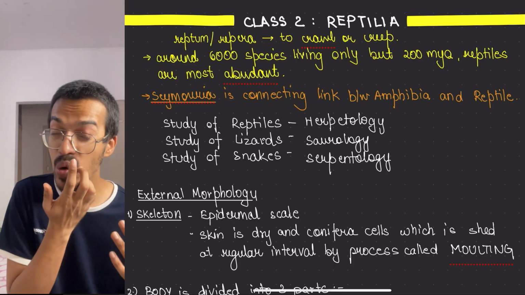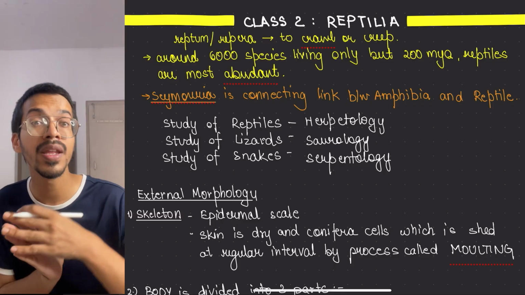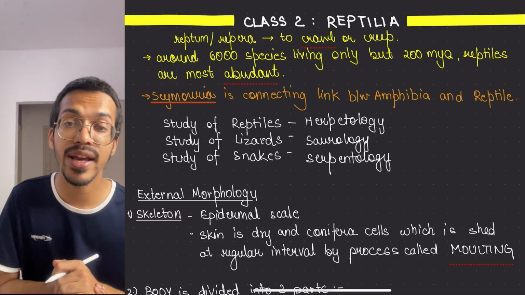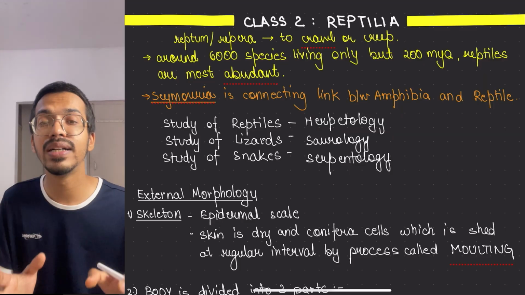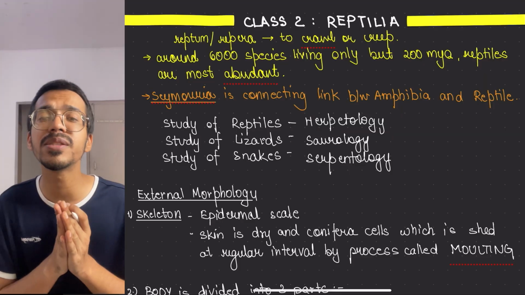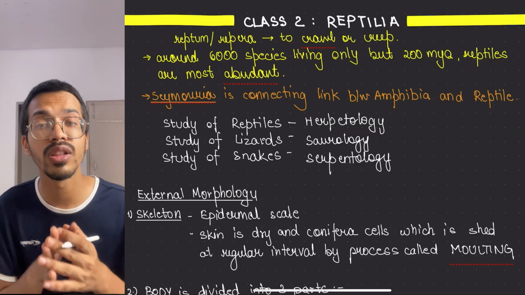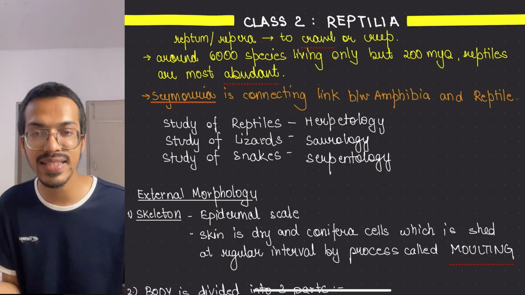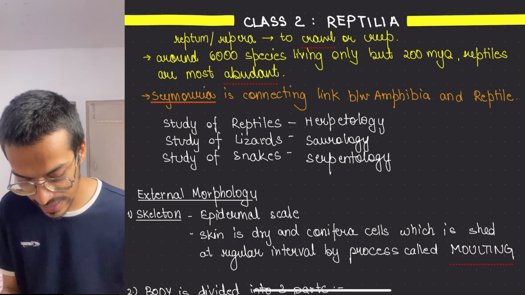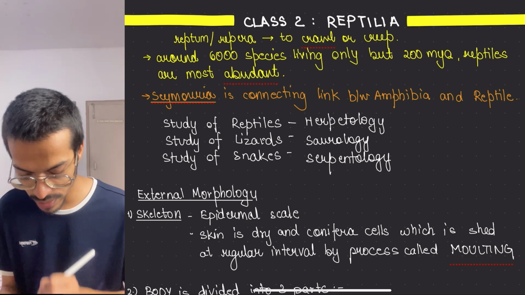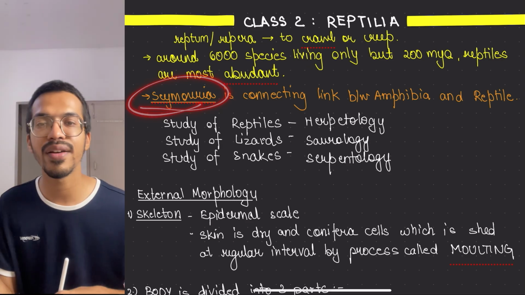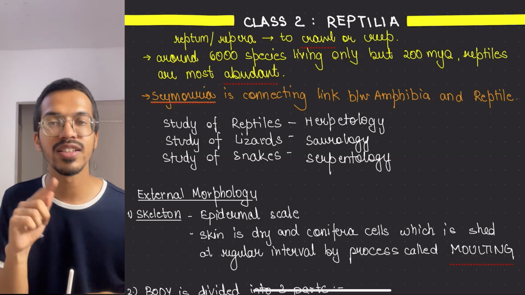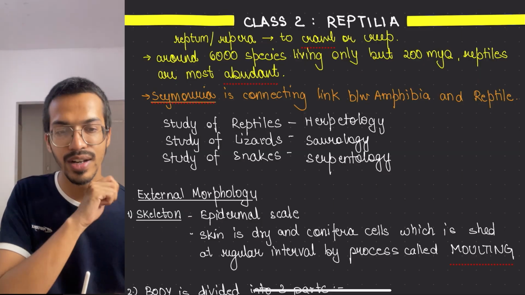Till now we have 6,000 species of them, but 200 million years ago they were the most abundant animals present, like the dinosaurs. But after that, what happened? They went extinct. Next, we have to remember Seymouria, which is a connecting link between amphibians and reptiles. So it has certain amphibian features and certain reptile features.